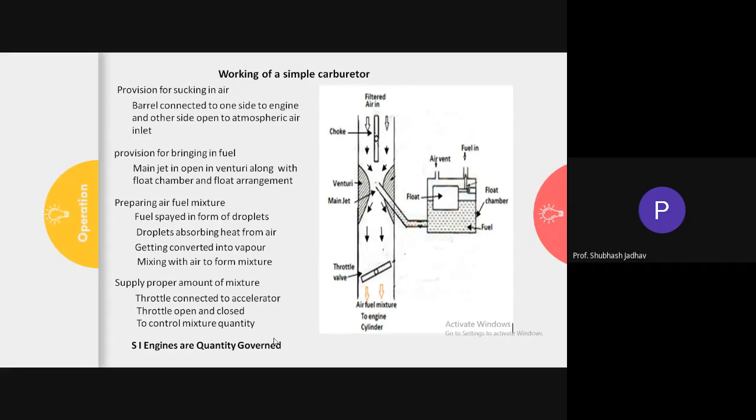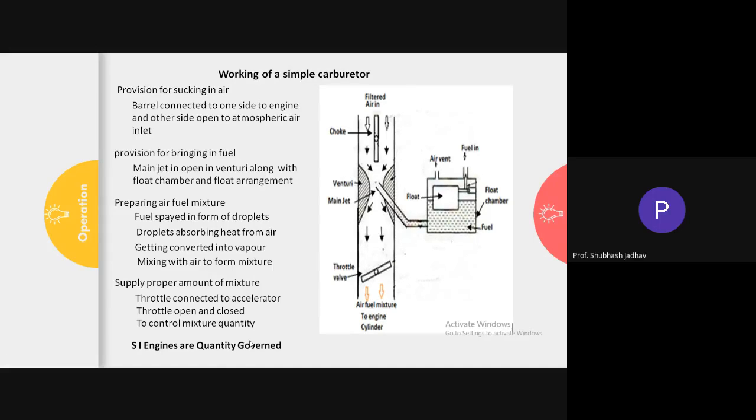But for that, the engine has to understand first that the load has increased. Somebody has to tell it, and for that we have provided one device, which is called a governor. The function of responding to the load is called governing. Here the governing is done by changing the quantity of the mixture, and therefore we call it quantity governed.